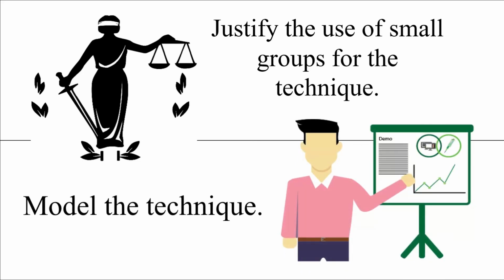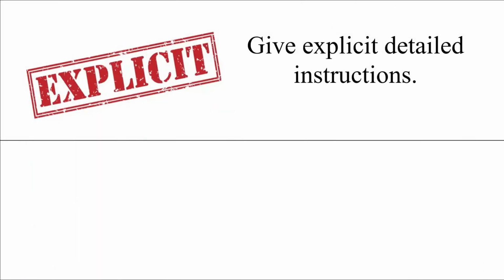Next is, we need to model the technique. So we need to be explicit in making sure students know what they are supposed to do. This is especially needed for students who have not done the activity before. We can model the activity ourselves, or we can select students to do it on our behalf with our guidance as well. Next, we need to give explicit, detailed instructions. It is so much better to give students guidelines in completing the task. Consider as well all possible problems they may encounter and your suggestions about it.